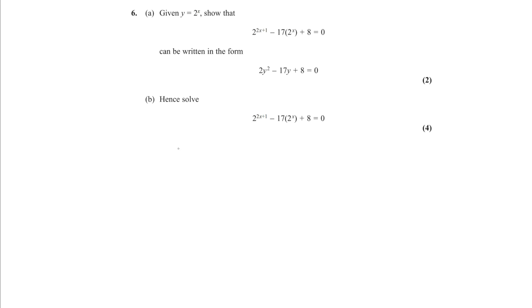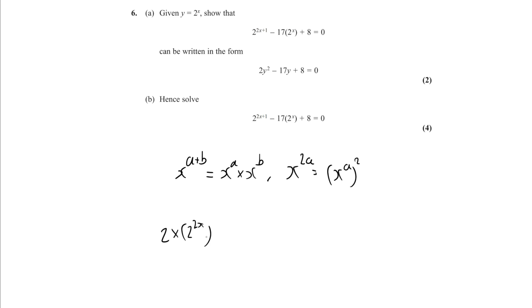So before we can start this question, we'll need to remember our rules of indices. That is that x to the a plus b is equal to x to the a times by x to the b, and that x to the 2a is equal to x to the a squared. So if we use these rules, we can see that 2 to the 2x plus 1 is 2 times by 2 to the 2x minus 17 times by 2 to the x plus 8 equals 0.